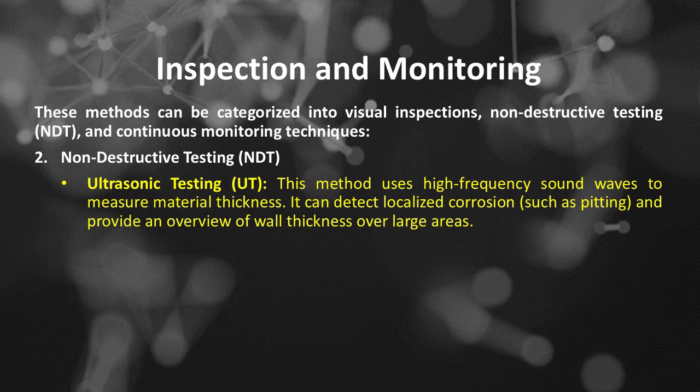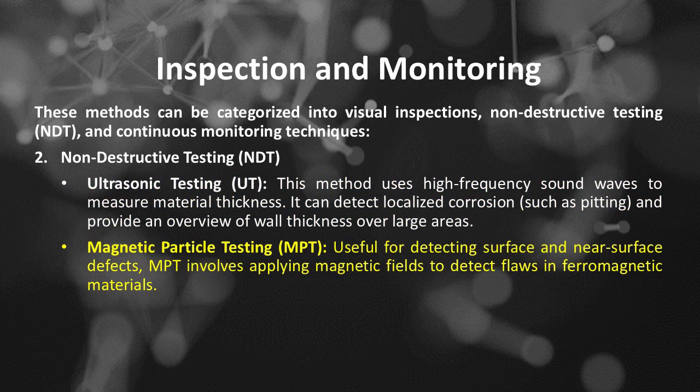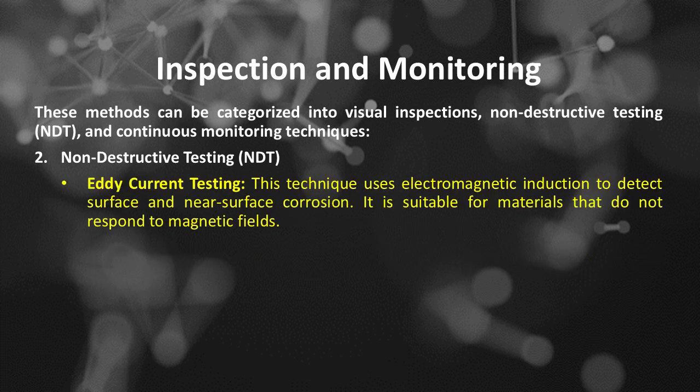Ultrasonic testing, or UT. This method uses high-frequency sound waves to measure material thickness. It can detect localized corrosion, such as pitting, and provide an overview of wall thickness over large areas. Magnetic particle testing, or MPT, useful for detecting surface and near-surface defects. MPT involves applying magnetic fields to detect flaws in ferromagnetic materials. Eddy current testing. This technique uses electromagnetic induction to detect surface and near-surface corrosion. It is suitable for materials that do not respond to magnetic fields.